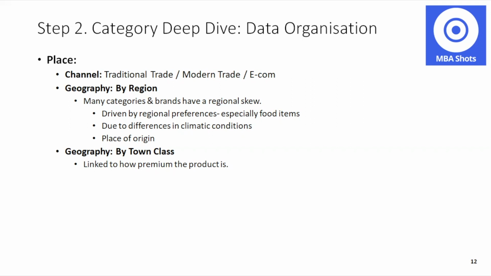And then the other aspect of geography is by town class. Here we're talking about the metros, the mini metros, the smaller class A, class B towns, class 1, class 2 towns, and then going into the upcountry area of the villages. When you talk about town classes, what you generally see is the skew in the category, and more so in the products, is linked to how premium the product is priced, or how expensive or luxurious the category is.